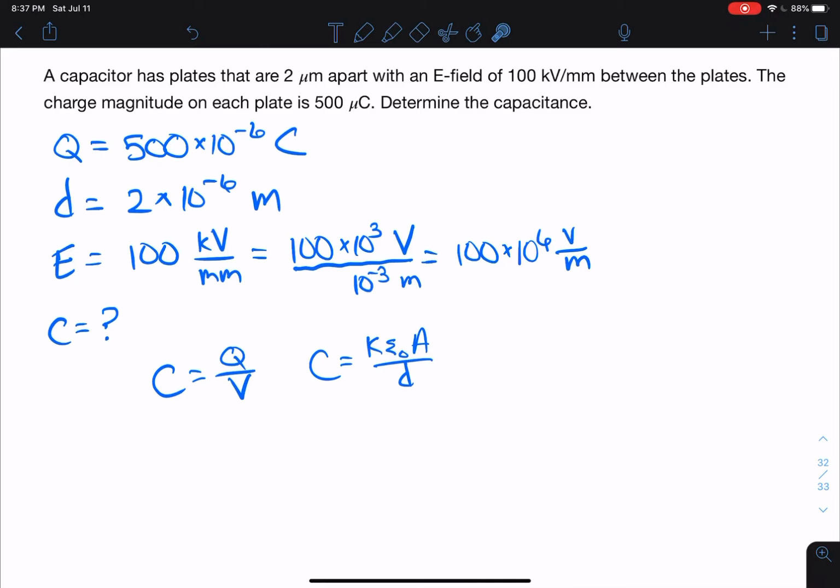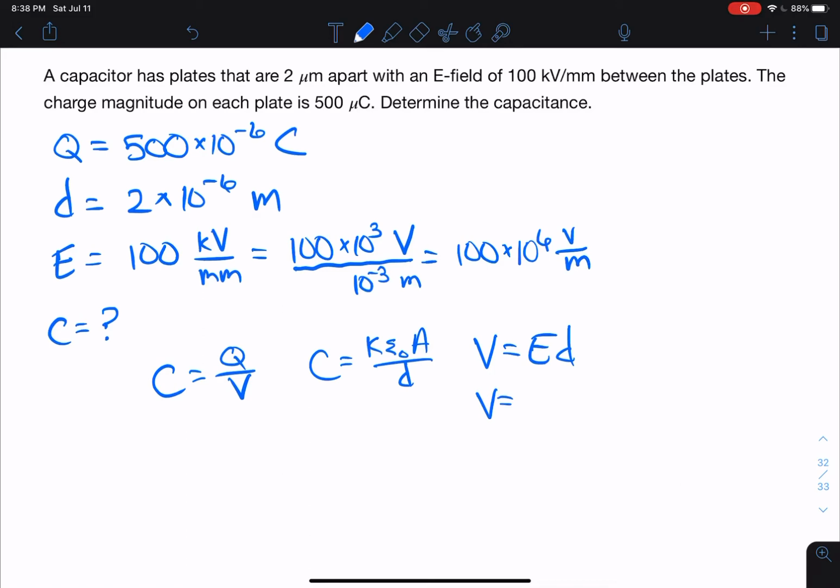Okay, so let me go back to this first formula. Is there some way to get V? Well, I know that the voltage between the plates can be expressed as the electric field times the distance. Aha! I do know the electric field, that's 100 times 10 to the 6 volts per meter. And I do know the distance, 2 times 10 to the negative 6th. So, right off the bat, I could use this formula here.